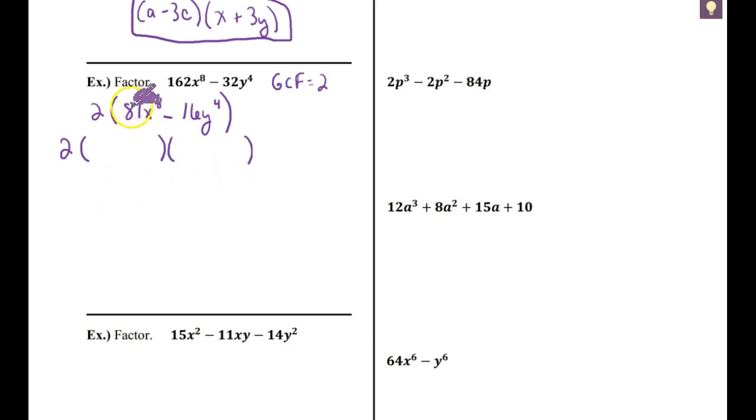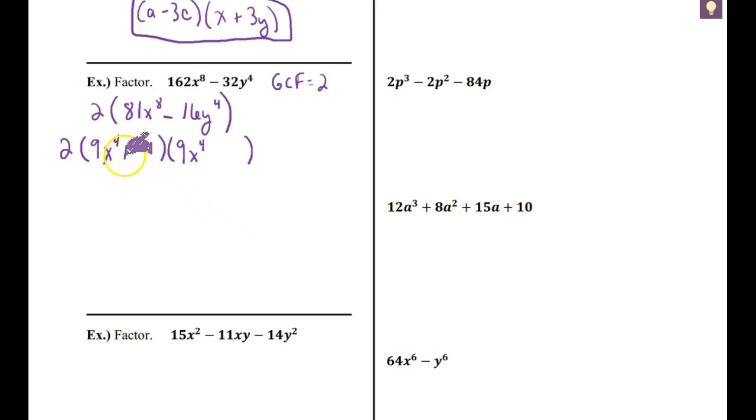And I ask myself, what times itself would give me 81? That'd be 9. Or take the square root and get 9. And then what times itself would give me x to the 8? I can just take that 8 and divide it by 2. So I want something times itself, so it must be x to the fourth. Right? X to the fourth times x to the fourth would give me x to the 8.